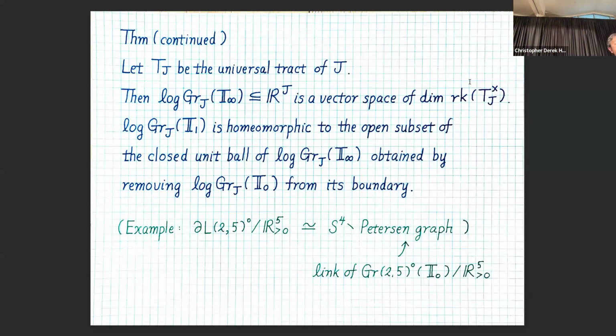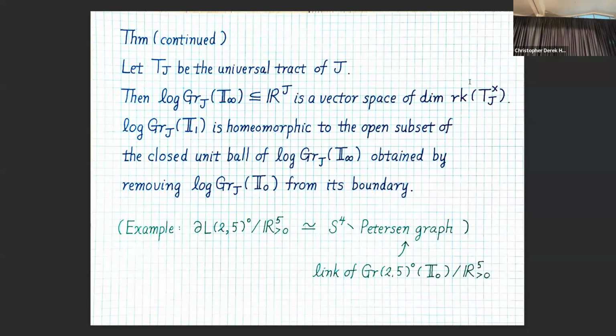Then the coordinate-wise logarithm of the Grassmannian over J of the T infinity, the so-called degenerate tract, the limit of Tp as p goes to infinity, is a vector space of dimension given by the rank of the abelian group, which is the unit group of the universal tract. So this time, over T infinity, the Grassmannian is a linear space in the log coordinate.